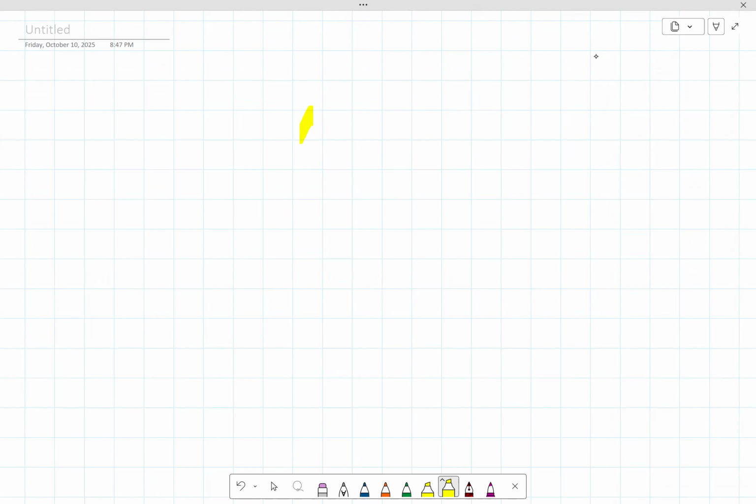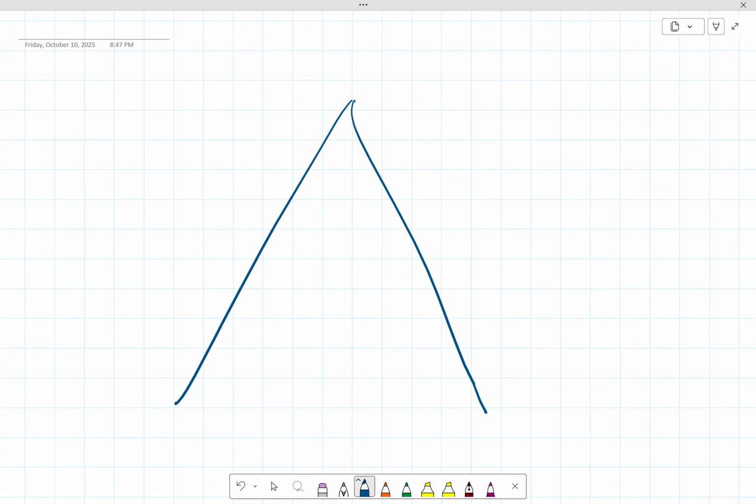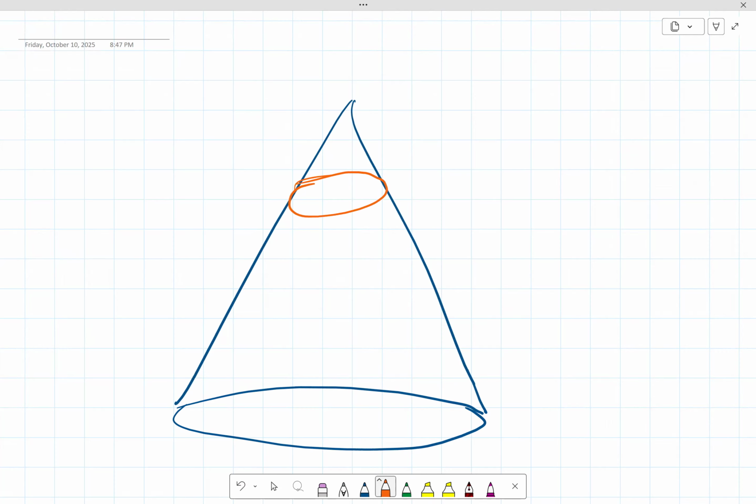So imagine that you have a cone like this. If you cut the cone vertically, then you get a circle, right? That's a circle. But then if you tilt it a bit, then you get an ellipse.